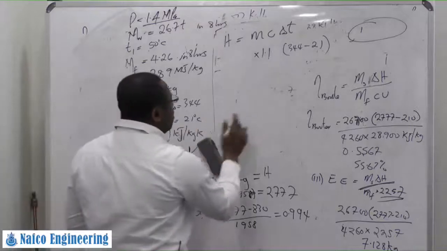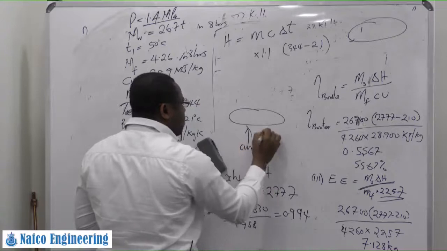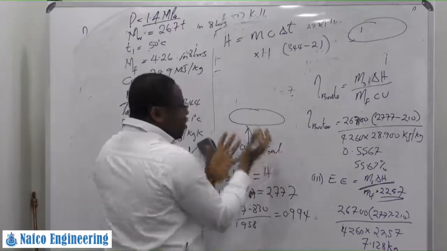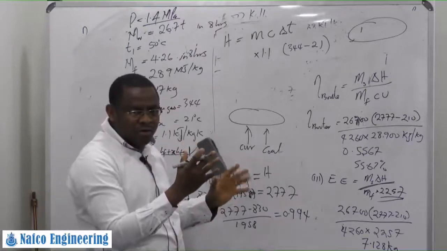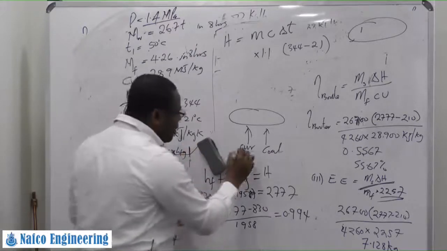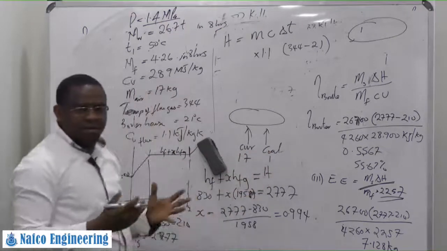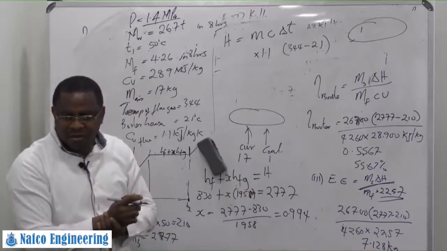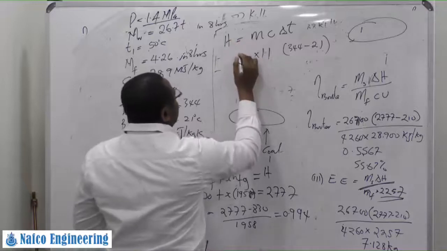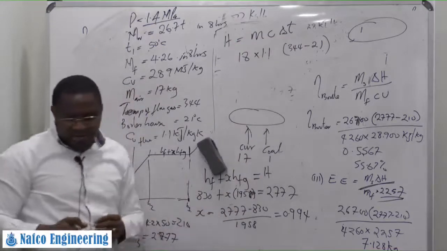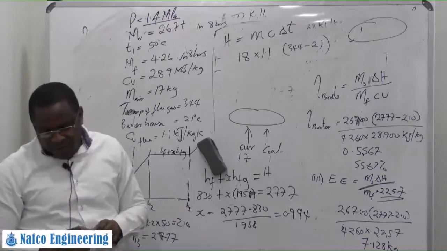What I said before, when you have the boiler, you have your air, you have your coal, right? What is the outcome of the flue gas? It is the ratio of air and coal. So if you have 17 here and you have 1 kilogram there, what will be the total mass of flue gas? It will be 18. So we're going to put that here. So 18 by 1.1.